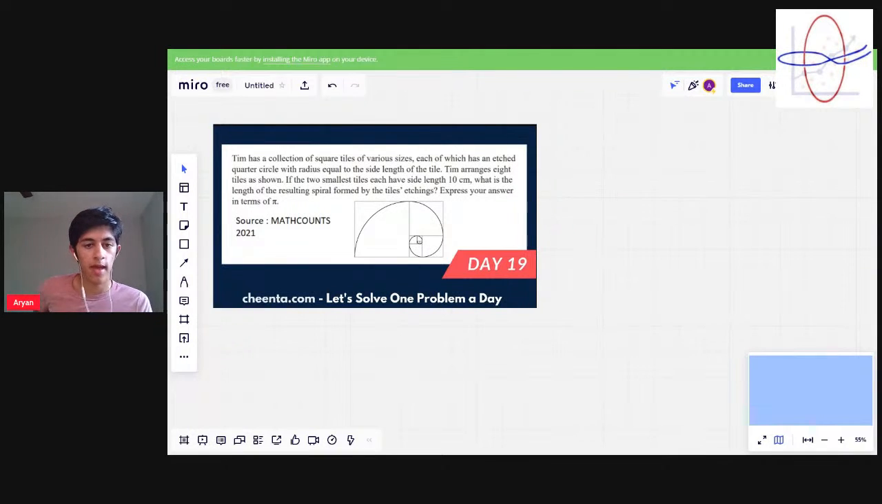Today we're going to be looking at the following problem from Mathcounts 2021. We have a read of the problem below, and let's get started. It says, Tim has a collection of square tiles of various sizes, each of which has an etched quarter circle with radius equal to the side length of the tile. Tim arranges 8 tiles as shown below. If the two smallest tiles each have side length 10, what is the length of the resulting spiral formed by the tile's etchings? We have to express our answer in terms of pi.